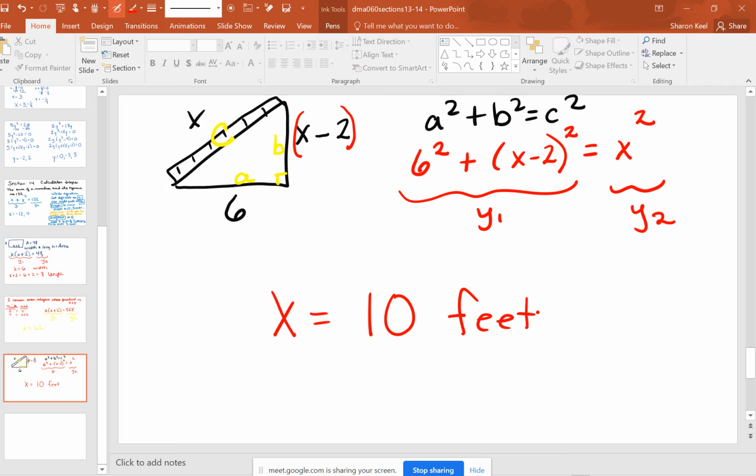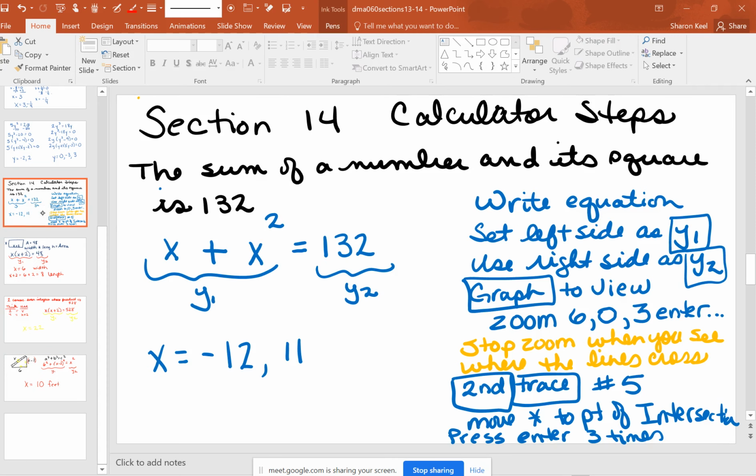Okay? So as you're working through section 14, you're going to set each equation equal to y1 and y2. You're going to go to the graph to view it. Do your zooming until you see where the lines intersect. Then do second trace 5 to get the intersection of lines. So no matter how big or complicated your problem may look, you don't have to combine like terms, you don't have to factor, you just write the equation and then key that in on y1 and y2.